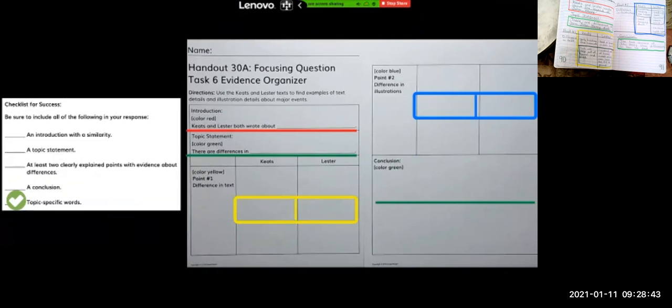Now it's time to check your evidence organizer to make sure you've used topic-specific words, which means words that came directly from these stories. An example of a topic-specific word is hammer. That word was very important to this story, and it would be important to include in your evidence organizer. Pause here to point to other topic-specific words that you used, and just hit play when you're ready to rehearse your paragraph out loud.